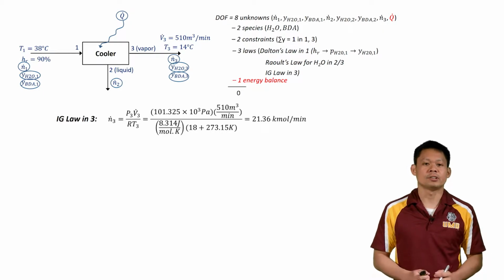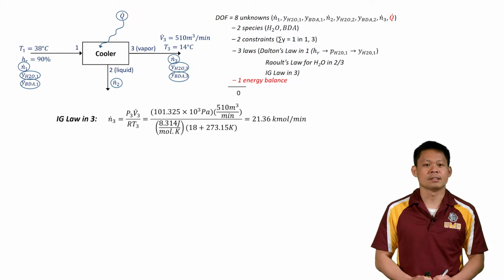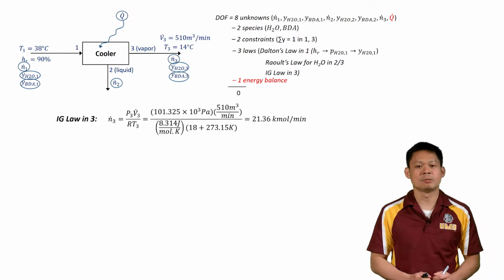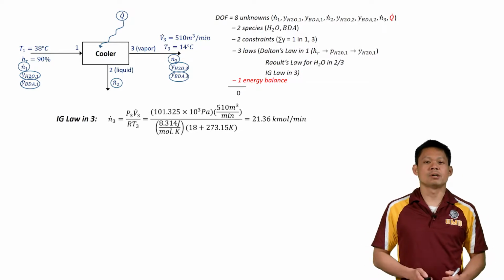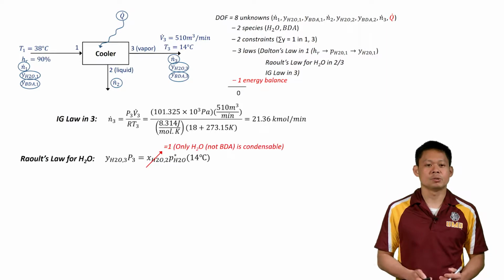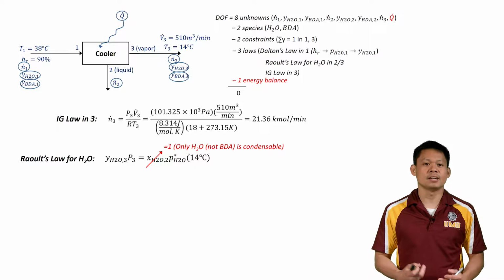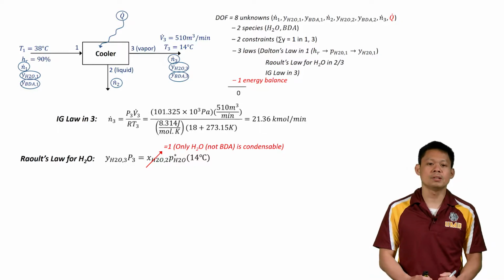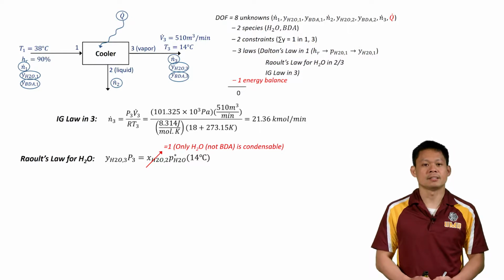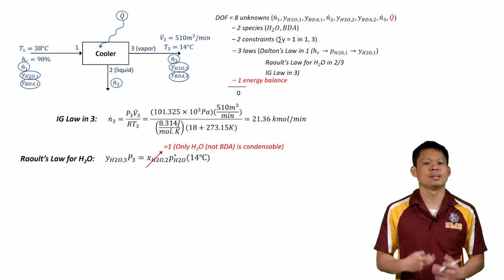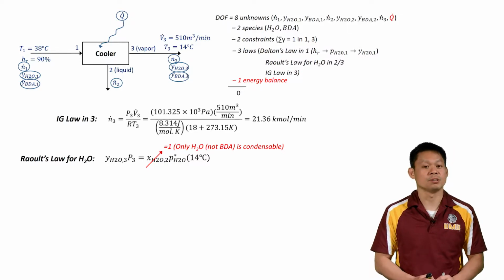We have our volumetric flow rate, we have the temperature and pressure, and so we can just use the ideal gas law to find the molar flow rate in stream 3. Next, we're going to do Raoult's law for water in between streams 2 and 3. Writing out Raoult's law, in this case, we only have a single condensable component. So bone-dry air is not condensable, which means the liquid is essentially all water. We don't have to have a mole fraction associated with that.